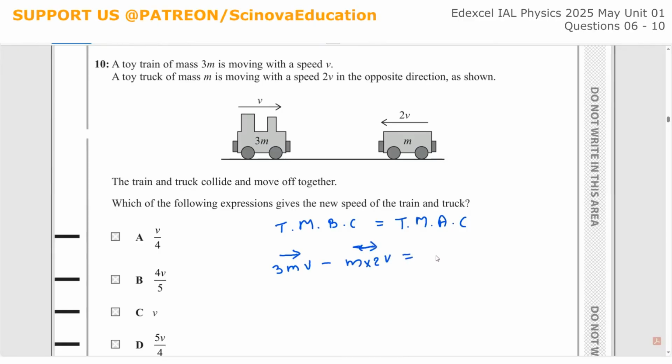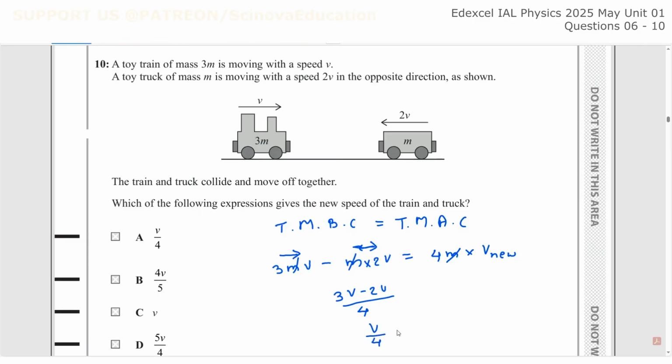So the total momentum after the collision we can find by multiplying the total mass, which is 3m plus m, gives us 4m, times the new velocity, which we don't know. I'll write new velocity as v new. We can see that mass cancels out. So the simplified answer would be 3v minus 2v over 4, which gives us v over 4. Therefore, the new velocity is given by v over 4, which is option A.